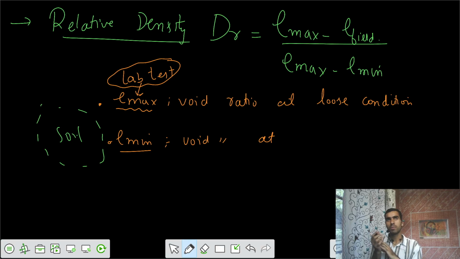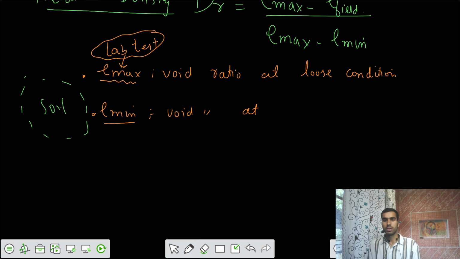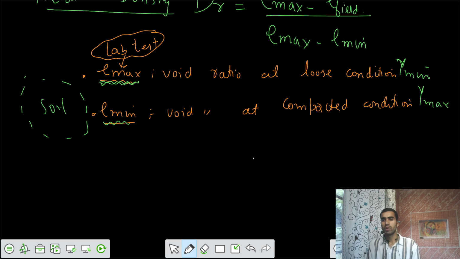That means we can say this corresponds to the compacted condition of the soil. So at Emax, we have the minimum unit weight of the soil, and at the minimum void ratio we have the maximum unit weight of the soil, because more solids are placed inside that particular volume. At the loose condition we have minimum unit weight, and at the compacted condition we have maximum unit weight of the soil.